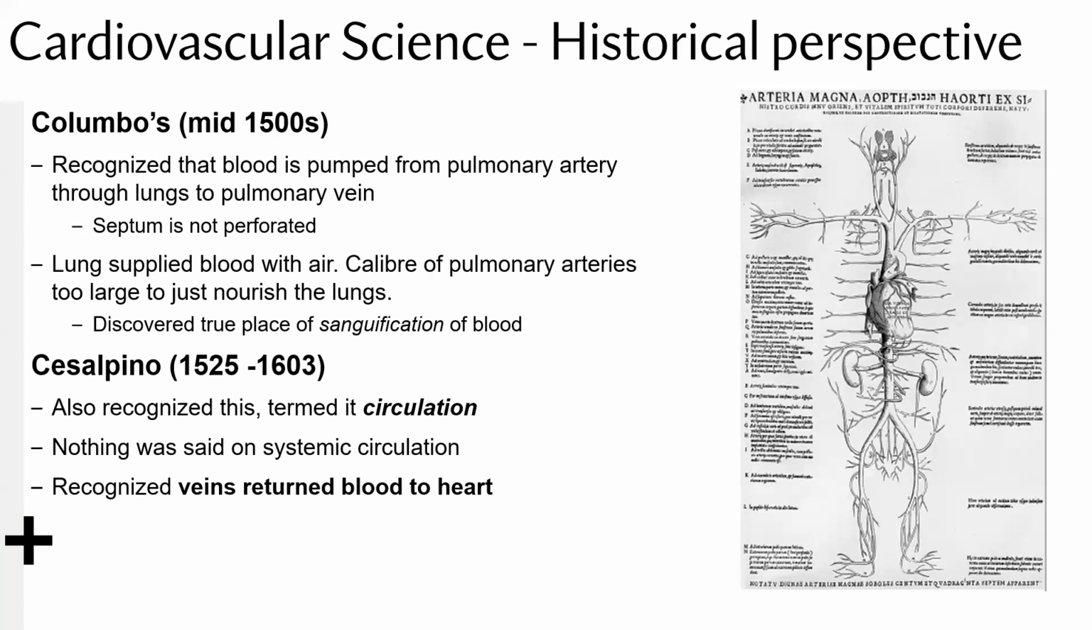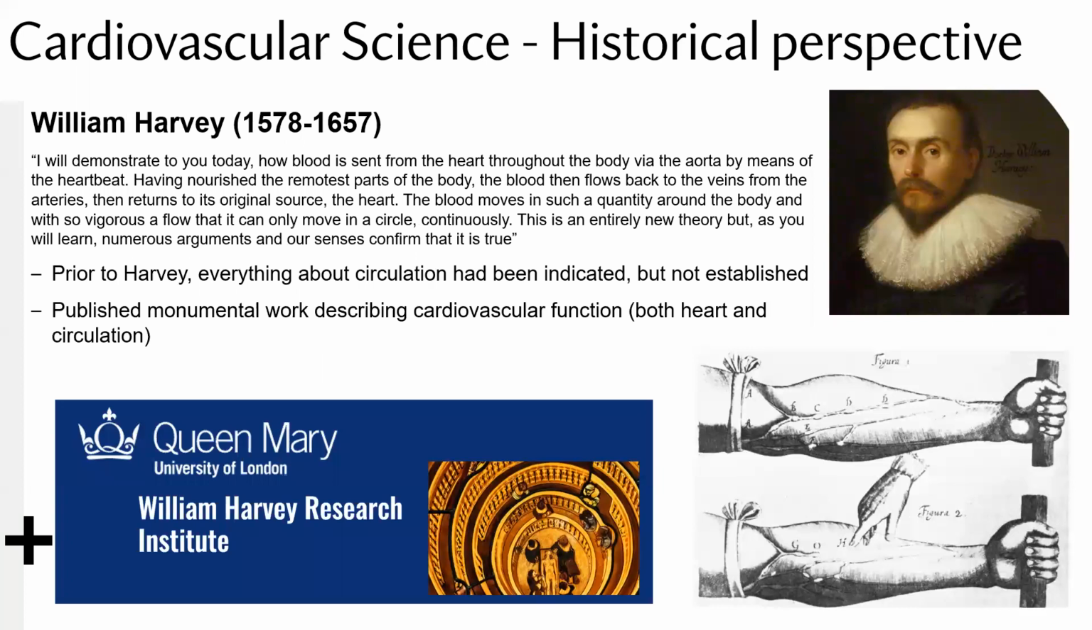And then Cesalpino started the idea of circulation. He termed it circulation and recognized this back and forth between the heart and the lungs. But he didn't talk about systemic circulation to the body, mainly between the heart and the lungs. And he realized that the veins were there to return the blood back to the heart. And this is really when we started to see experimentation, very well detailed experimentation in terms of cardiovascular science.